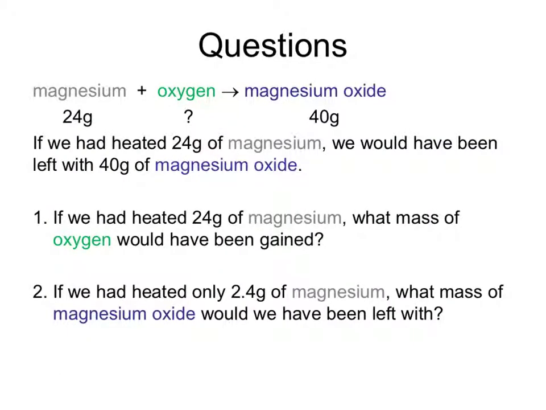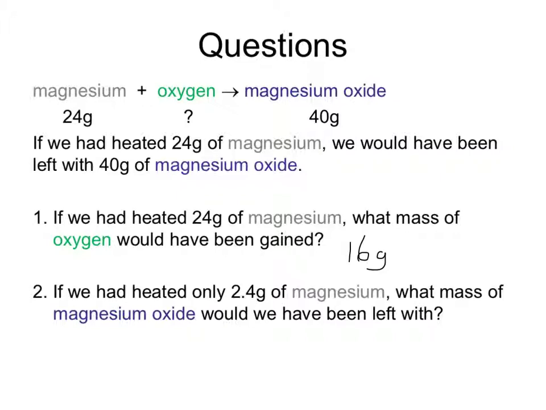Now here's an example calculation based upon that experiment. If I'd used 24 grams of magnesium and heated it in oxygen, I would have made 40 grams of magnesium oxide. Now, if we'd heated that 24 grams of magnesium, what mass of oxygen would have been gained? Well, again, by the conservation of mass principle, the mass of the reactants must equal the mass of the products. So the mass of oxygen must have been 40 grams, take away 24 grams, in other words, 16 grams.